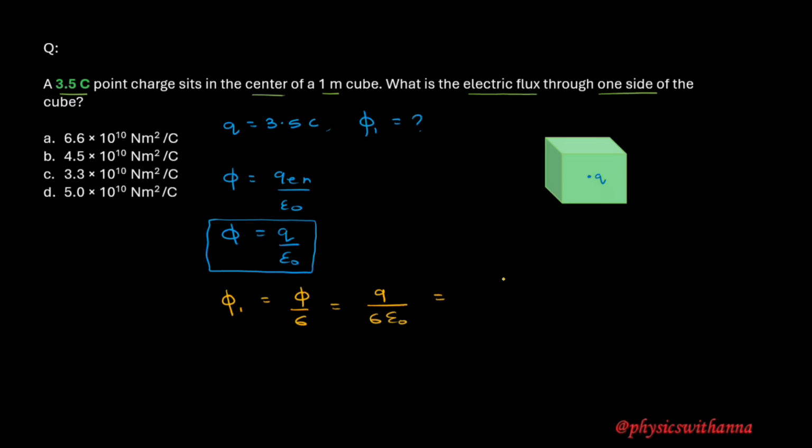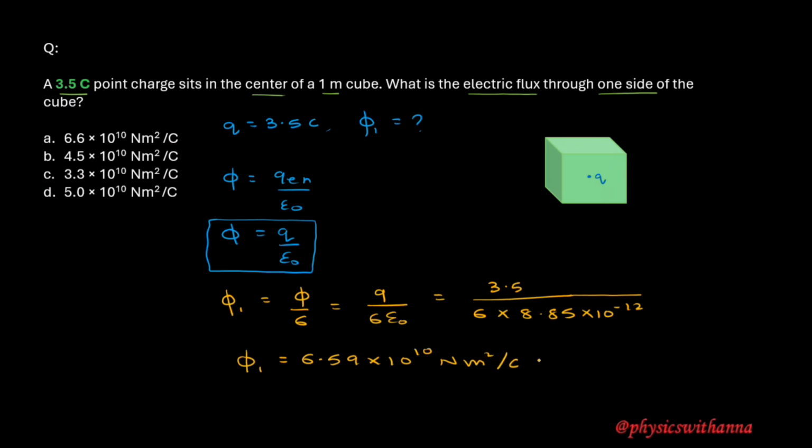So let's substitute. Charge Q is 3.5 over 6 times epsilon naught is 8.85 times 10 to the power negative 12. And when you solve this, you get flux through one side of the cube to be equal to 6.59 times 10 to the power 10 Newton meter squared per coulomb, which you can round off to 6.6 times 10 to the power 10 Newton meter squared per coulomb, which is option A.